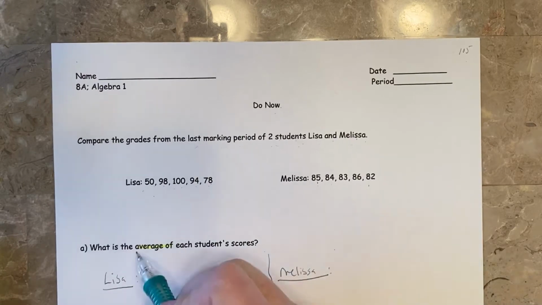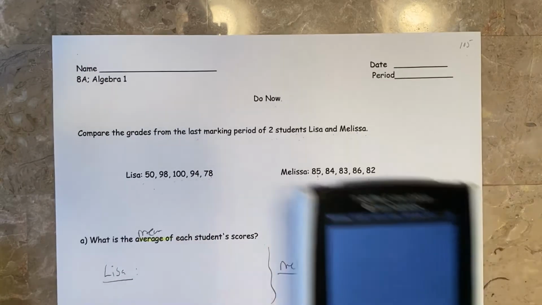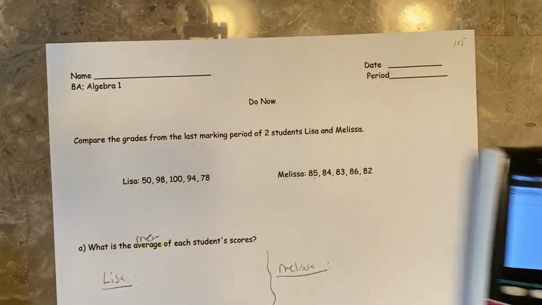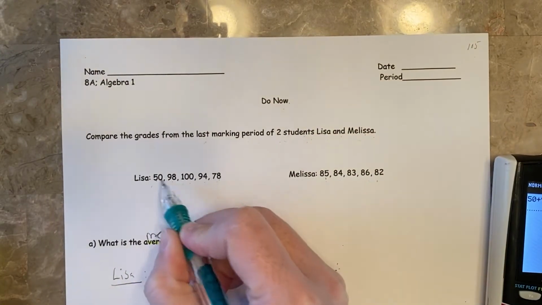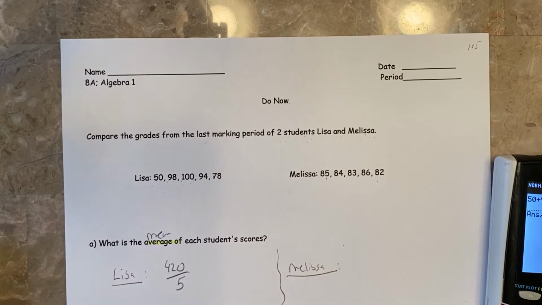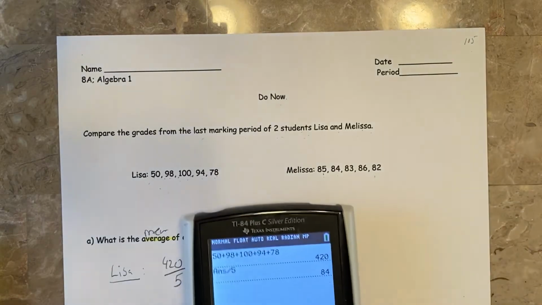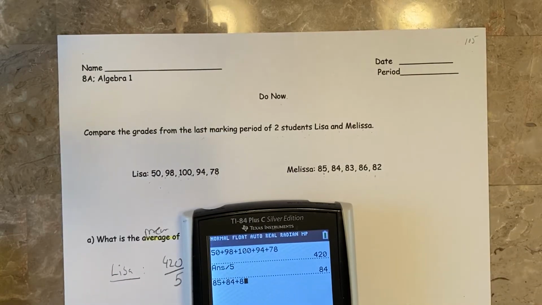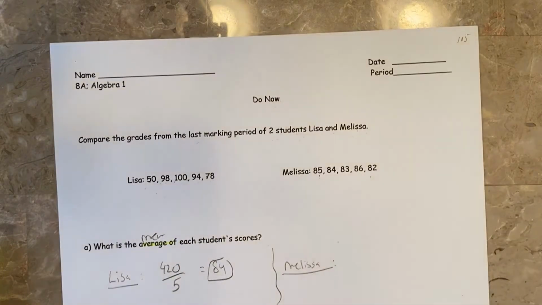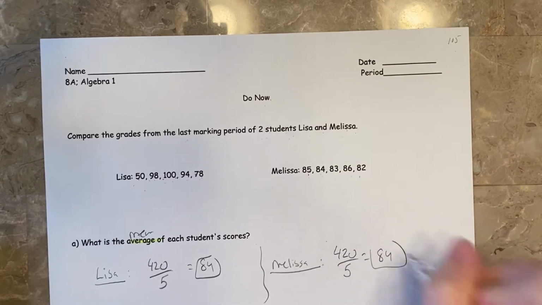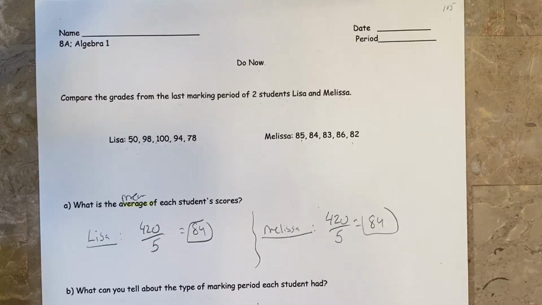So we know average, basically just talking about the mean. So very quickly, we just add them all up. And she has a sum of 420. And we're dividing by 5. And that gets us an average of 84. And then for Melissa, 85, 84, 83, 86, 82. And that's also the same exact thing. 1, 2, 3, 4, 5, same amount. So they both have the same exact average of 84.